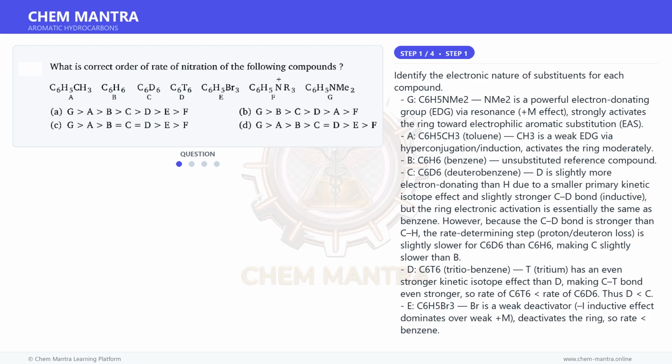E. C6H5Br, Br is a weak deactivator, the I inductive effect dominates over the weak plus M, deactivates the ring, so the rate is less than benzene. F. C6H5N+R3, the quaternary ammonium group, N+R3, is a strong electron-withdrawing group, EWG, via both I and M effects, strongly deactivates the ring. This gives the lowest rate among all.